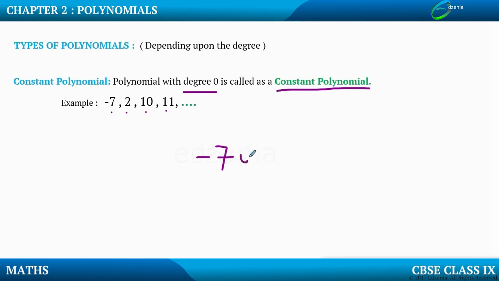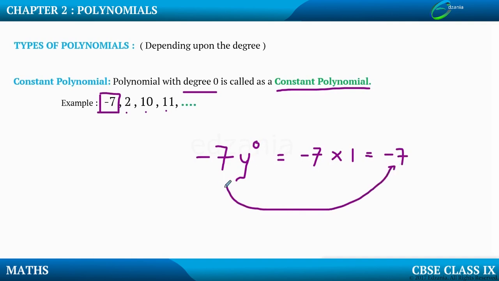Say for example, I can take y. So I'm taking y to the power 0. Now what will happen? I know that any number raised to 0 is 1. So in the next step, I can say -7 multiplied by y raised to 0, which is 1. Therefore, I'll get -7 into 1, which is equal to -7 itself. So ultimately, this result and this result are the same.